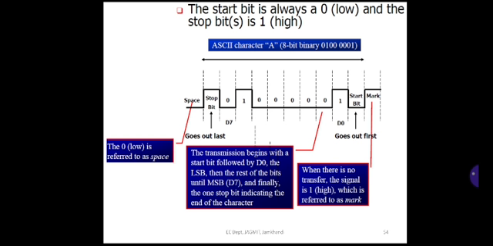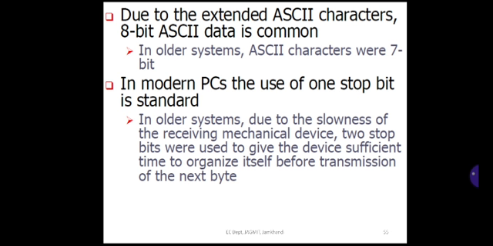So in synchronous serial communication, peripherals, chips and modems can be programmed for data that is 7 or 8 bits wide. Due to the extended ASCII characters, 8-bit ASCII data is common. In the earlier older systems, ASCII characters were 7-bit. In modern PCs, one stop bit is standard. So we are not going to use two stop bits, only one bit we are using, it is a standard.